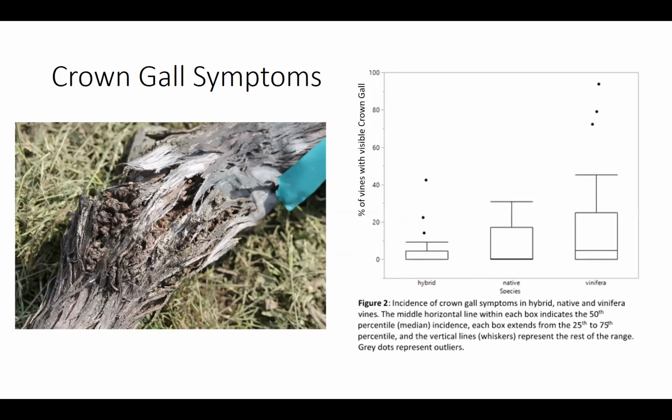Crown gall was another story, and a much more serious issue in the Finger Lakes. And as you can see on the right here, it's much more severe on vinifera than on the natives and the hybrids, but it's still present in the other vineyards. So here's what we found in the vinifera. We found the median percentage of vines that have crown gall symptoms to be 5%.